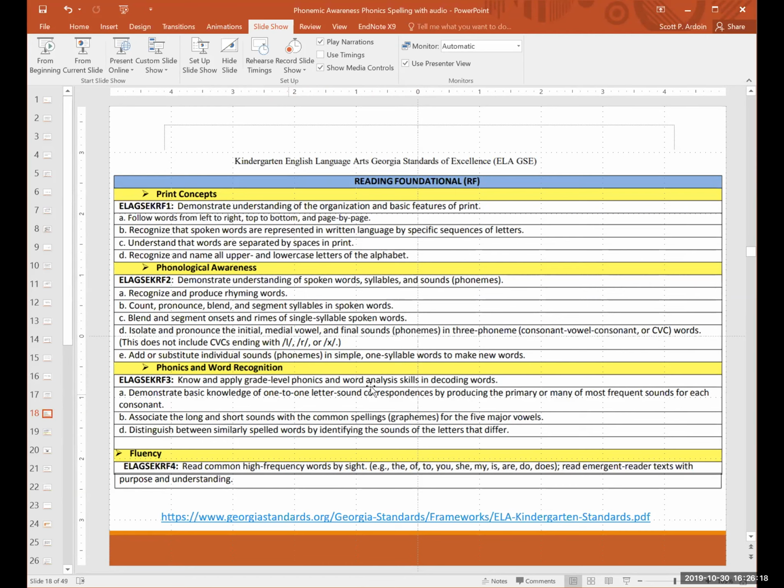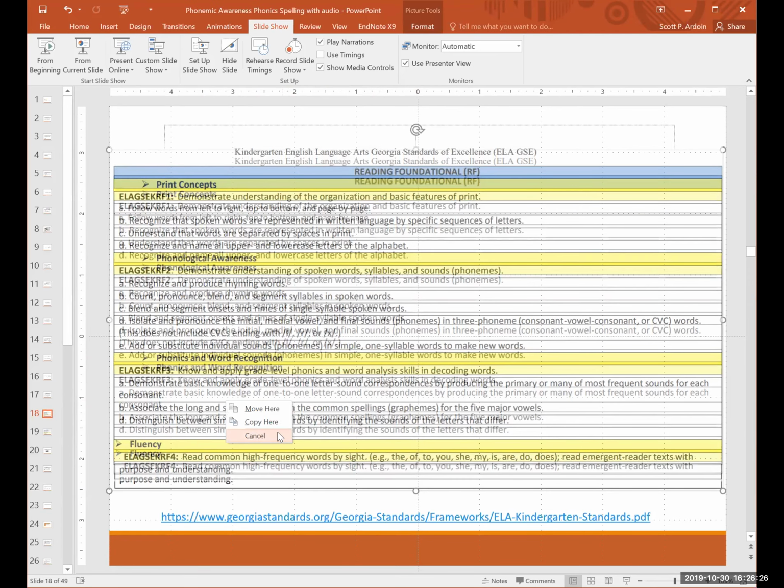So we don't have to come back to this slide. Let's look at some of the standards of excellence for phonics. Oh, oops, sorry about that.